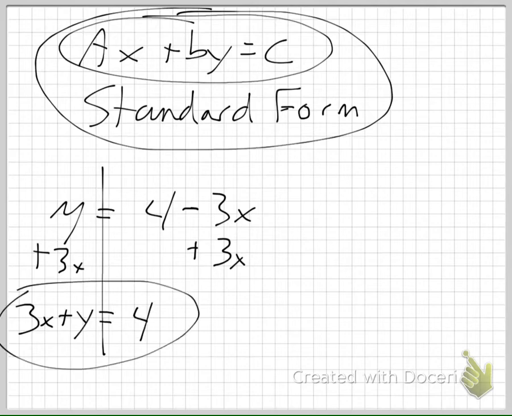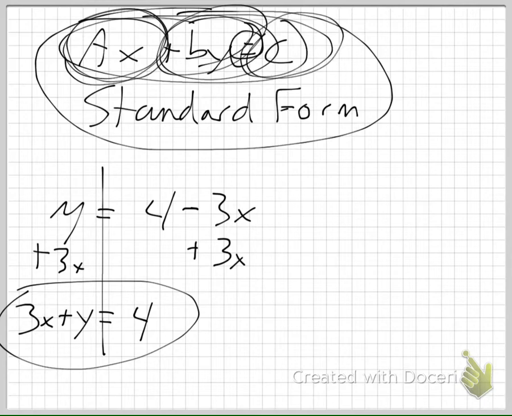Does that make sense? Is that written in standard form? Is there an x plus a y equals a number? Do you see what I'm saying by that? An x plus a y equals a number. Was I able to write this out in that way? Yes. Therefore, this is written in standard form, which tells you that this, in fact, is a linear equation because it makes a line. Does that make sense?